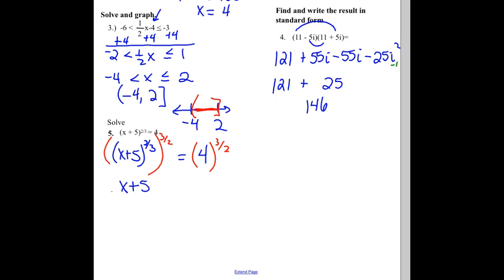On the right-hand side, we have to understand what that 3/2 power means. The bottom number is your root, so we're doing a square root here. And the top number is your power, so we are cubing.